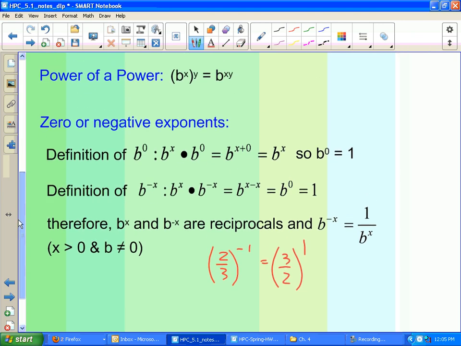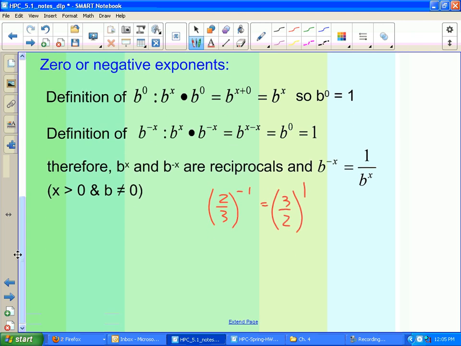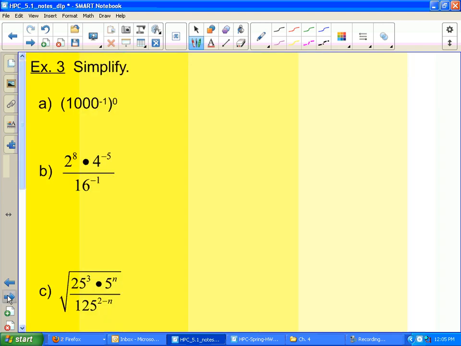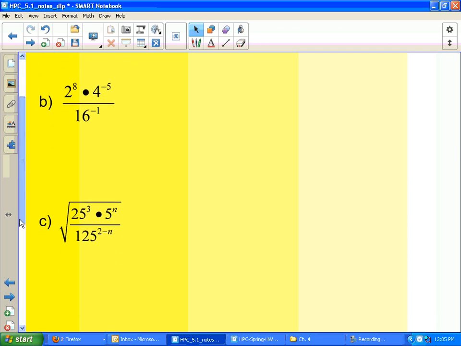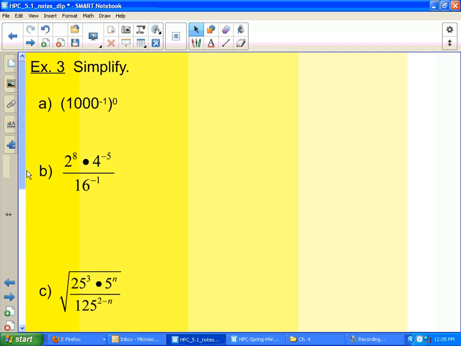All right, so we've got all our rules. Let's go use them. Simplify. Do I care about this 10,000 or 1,000 to the negative first power thing? Do I need to even worry about that? No, because I've got that 0 hanging outside. Whatever that stuff on the inside is, if I'm raising it to a 0 power, this answer is just going to be 1.